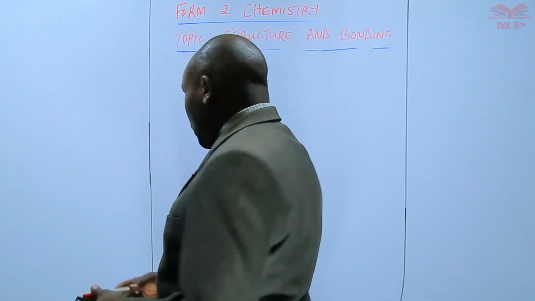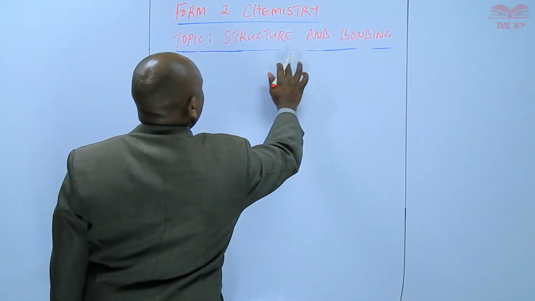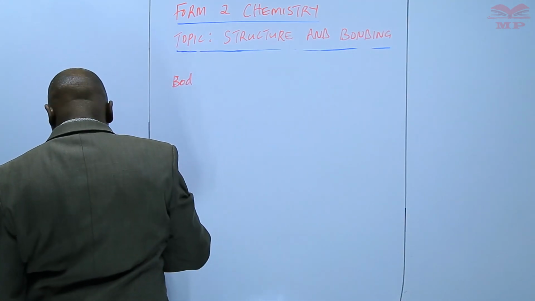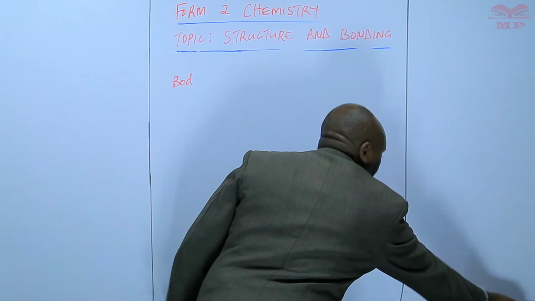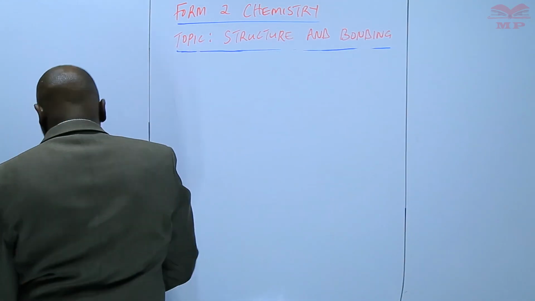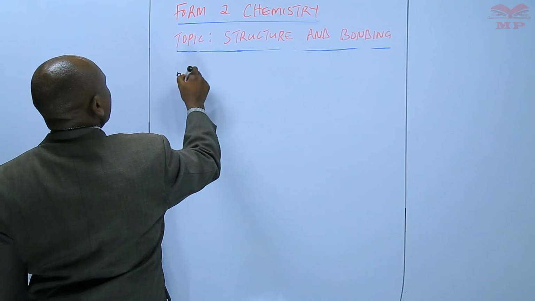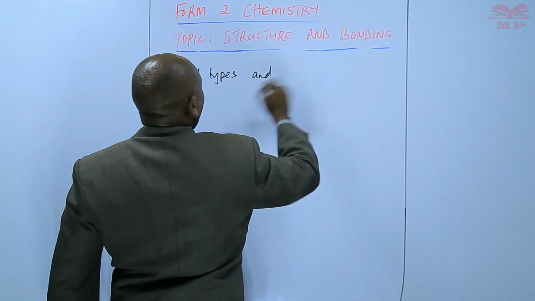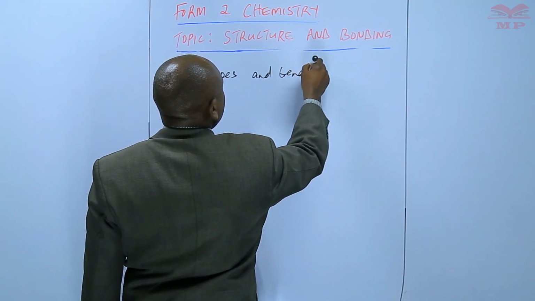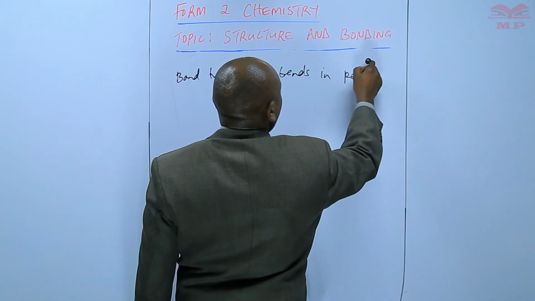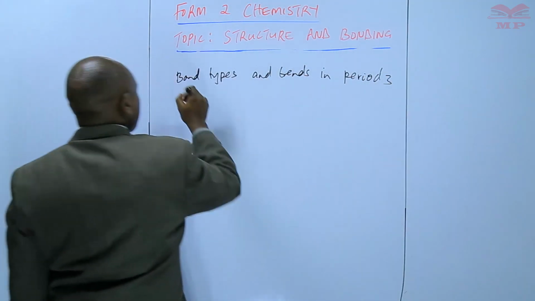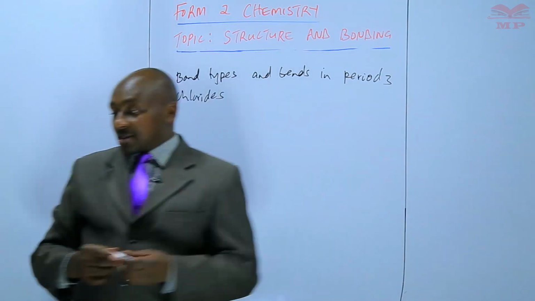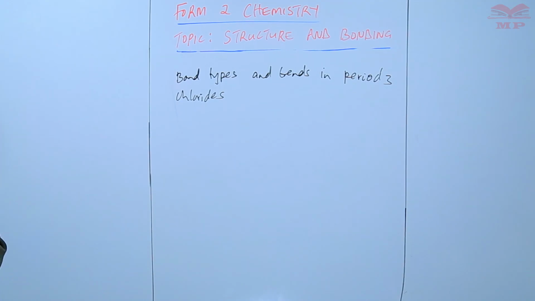So for now, we are going to discuss the bond types and trends in period 3 chlorides, the period 3 chlorides and their trends. And we'll summarize that as a table.